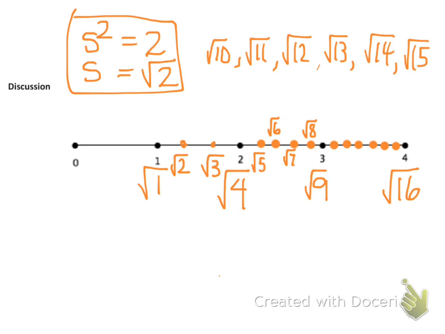Let me see if I can even write these in. Okay, so I got square root of 10, square root of 11, 12, 13, and I'm just writing them above and below so that I can fit them on my number line on my screen.